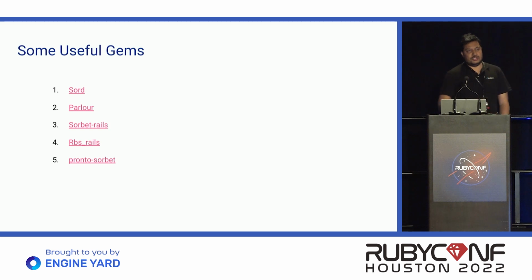Then there are some useful gems we can use for generating the code for our annotations: Sord, Parlour, Sorbet Rails, RBS Rails, and Pronto Sorbet.